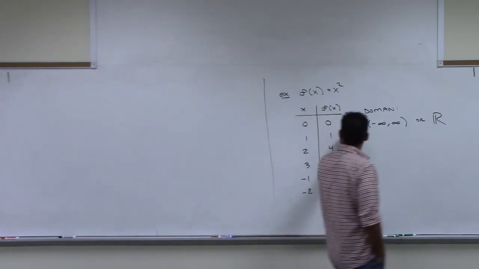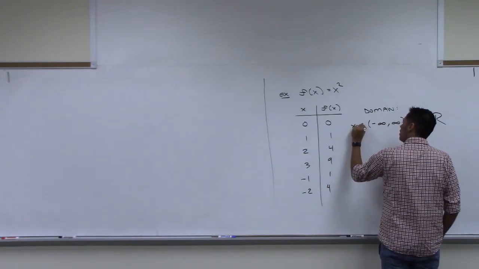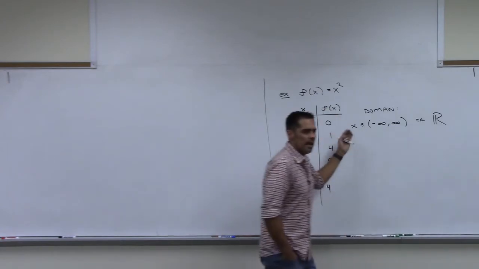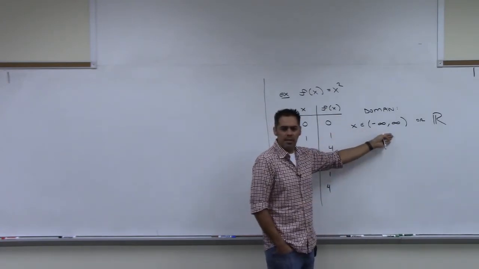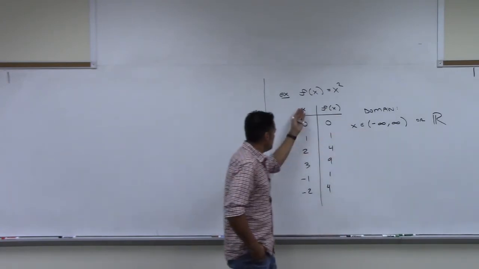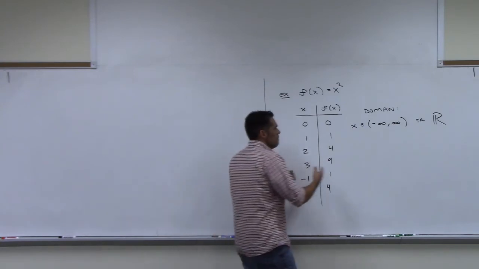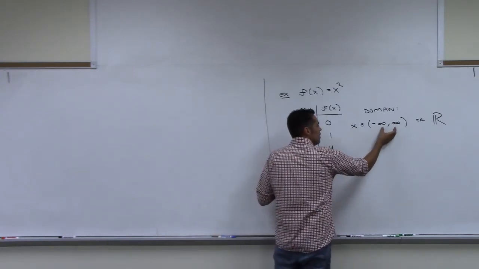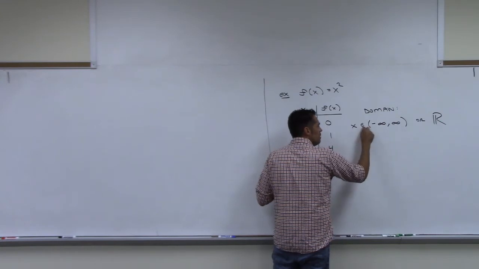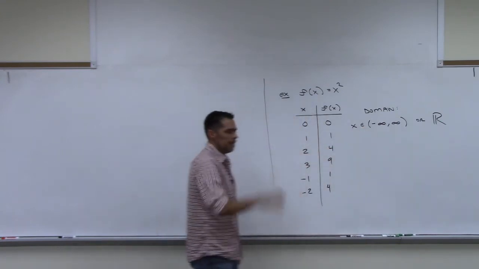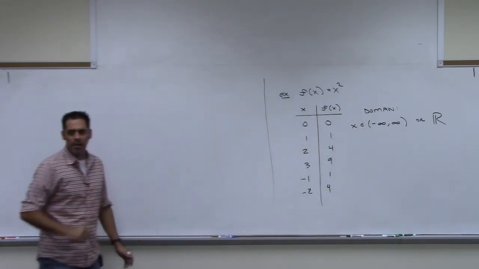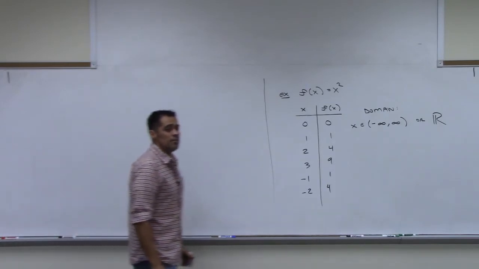Sometimes you might see something like this. Have you ever seen this? X with this little e next to it, like x is an element of this. That just means that the x's that you pick can come from any number within this interval. So it's an element of this interval. Pick a number out of there, you're free to plug it in. Now, what about the range of this?